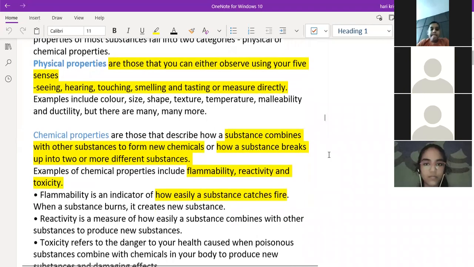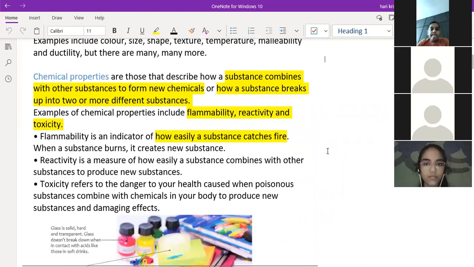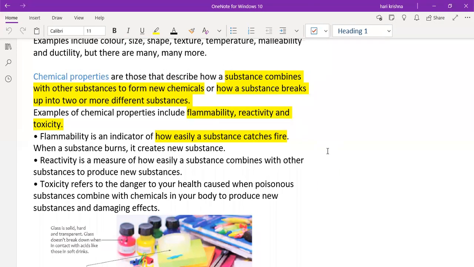Yes, sir. Next one is chemical properties. Chemical properties describe how a substance combines with other substances to form new chemicals, or how a substance breaks up into two or more different substances. Those are called chemical properties. Do you understand anything from this?